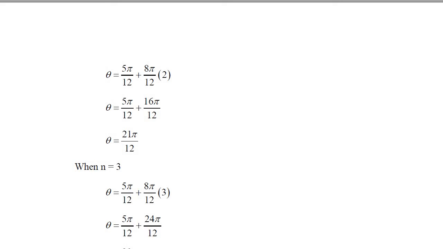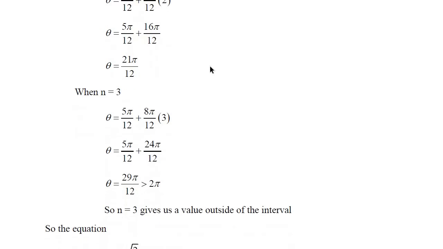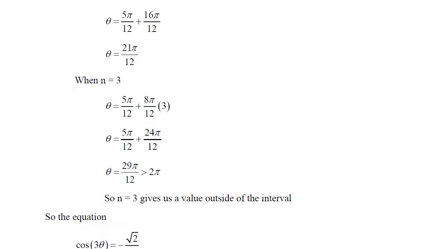When I plug in 3 for n, that's going to give me 5 pi over 12 plus 8 pi over 12 times 3, which gives me 24 pi over 12 plus this 5 pi over 12, which is 29 pi over 12. And the 29 over 12, that is larger than 2, so that one's not going to give me a solution inside the interval from 0 to 2 pi.